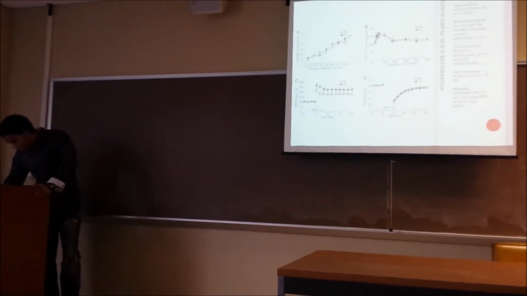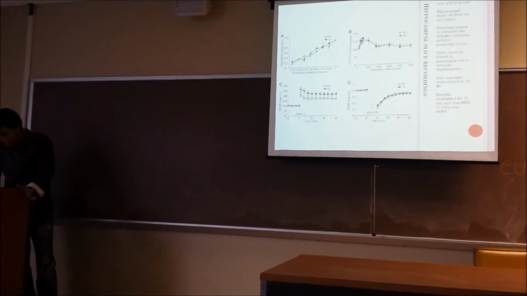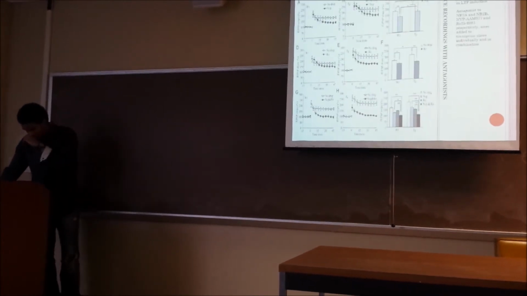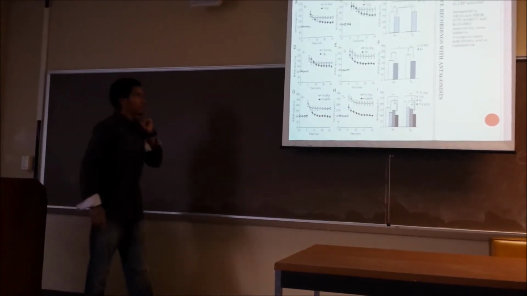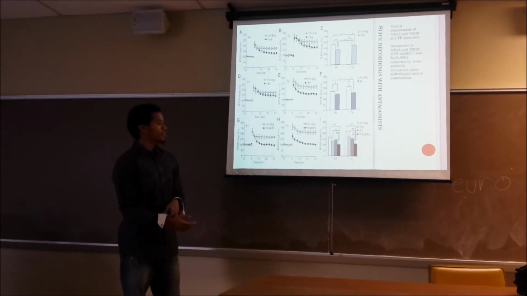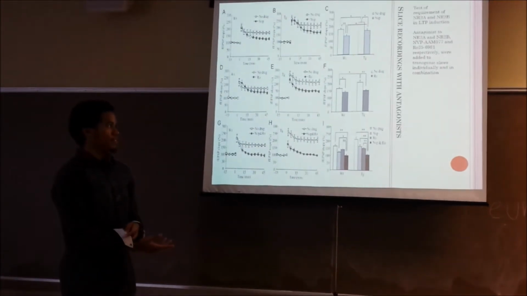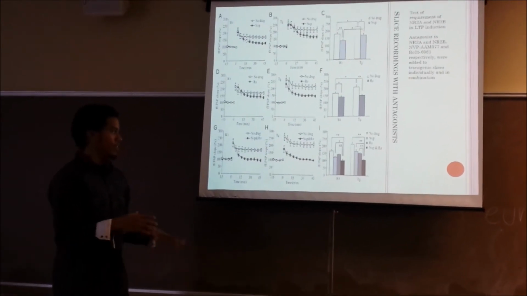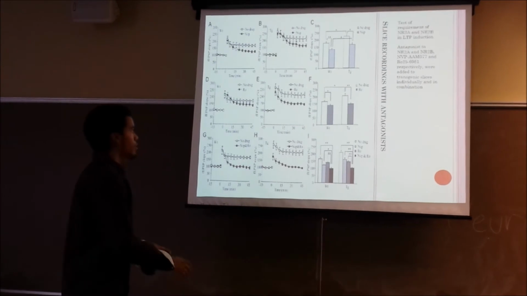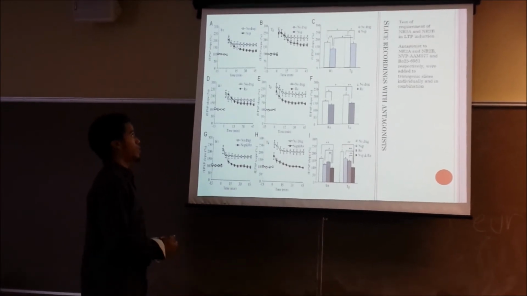So that suggests that NR2B is critical for LTP. So here they did the same thing, except they introduced antagonists to the receptors, so they can make sure of the importance of NR2A and NR2B in inducing LTP.